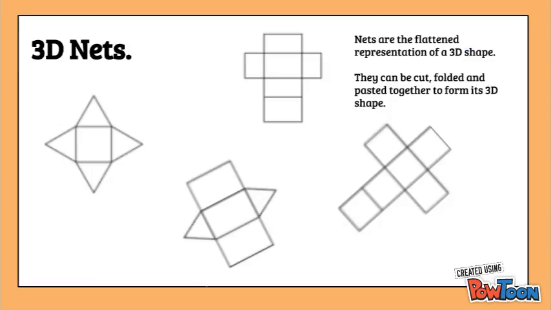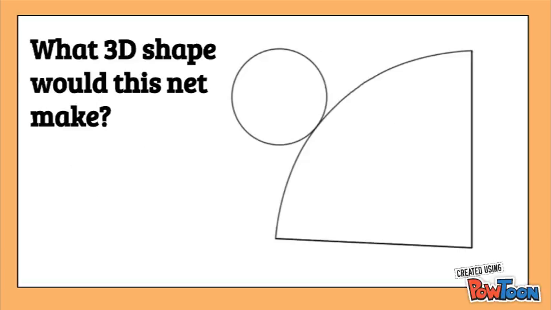On to nets. Nets are what each 3D shape can be made from. They are a flattened representation of a 3D shape. Have a look around. What 3D shapes can you see in the image? Nets can be cut, folded and pasted together to form its 3D shape. Have you seen these nets before or made them? You will continue to explore nets throughout the keynote.